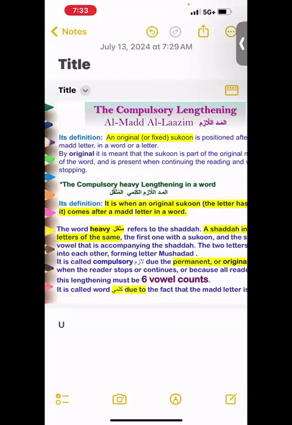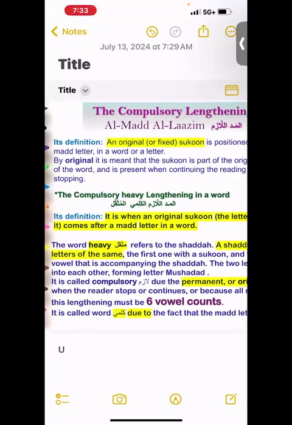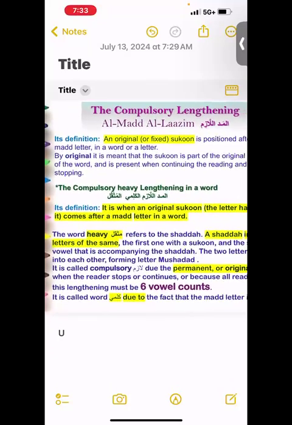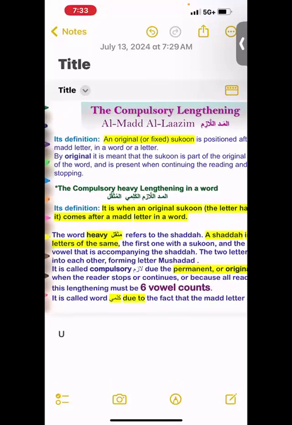So the reason why a 2 count mad gets extended to a 4, 5, or 6 count is because of the coming of a sukoon. Mad Lazim has to do with the coming of a sukoon after a mad letter. By original, this is an original sukoon, not a sukoon that you give. When do you give a sukoon? When you stop in our recitation, you present a sukoon to the letter of the word you're stopping on.